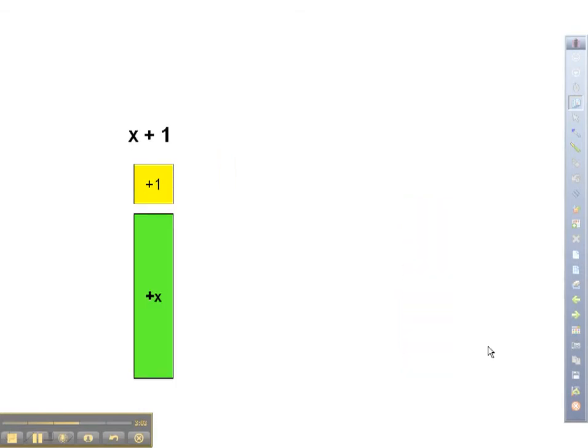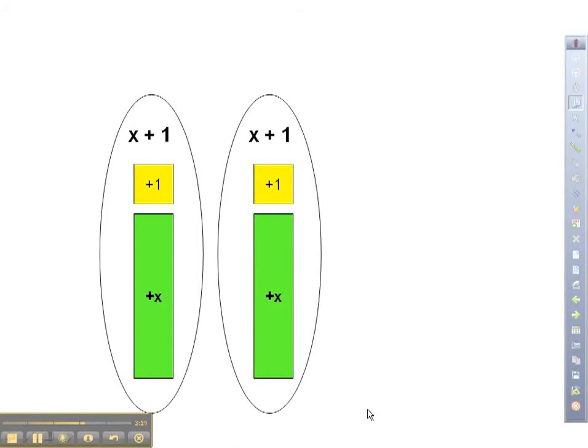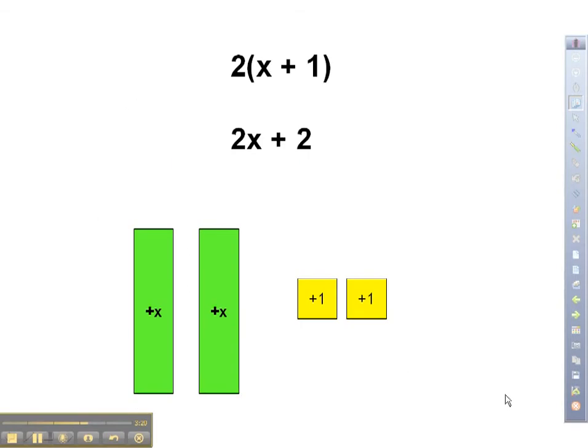All right, let me show you what I'm going to do with this. I've got x plus 1 right here. X plus 1. I've got another x plus 1. Guess what? I've got two groups of x plus 1. All right, I'm going to combine my like terms together and put both of the greens together and both of the yellows together, and I see that I have 2x plus 2 right here.